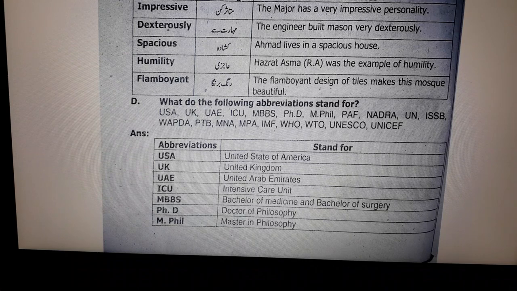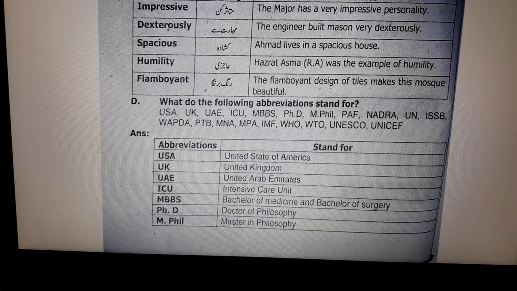Dexterously, with the full art. Okay, with the expert, like some work is done by an expert and the other work is done by some layman, a new person. The engineer built mason very dexterously. If a mason constructs a house, he will make it very properly. But if you take any laborer or some other person, he will not do it properly. If you take a mechanic, he will not make it like a mason. So for everything there is someone special.